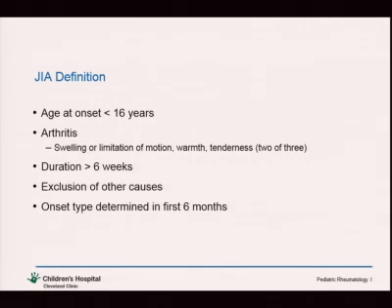So the age of onset should be less than 16 years. You should have arthritis, so you make sure it's not just arthralgia, but arthritis. So there's swelling or limitation of motion, often warmth and tenderness. You can have just 2 of those 3 things, but typically, swelling is the key manifestation, along with pain on motion. Duration greater than 6 weeks, so that's differentiating JIA from reactive arthritis, which is often a more transient process. And then you exclude other causes for having arthritis.